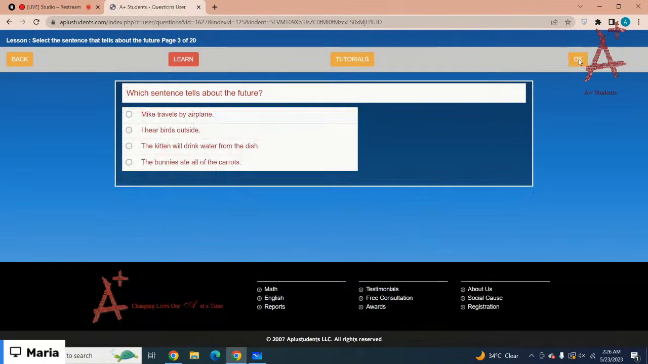Which sentence tells about the future? Mike travels by airplane. I hear birds outside. The kitten will drink water from the dish. The bunnies ate all the carrots. So which is the correct option? It would be the one with the word will.